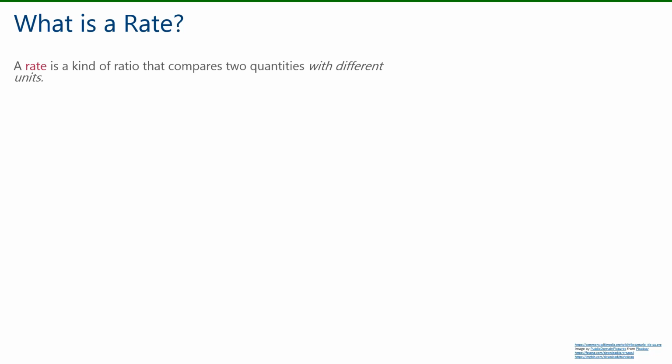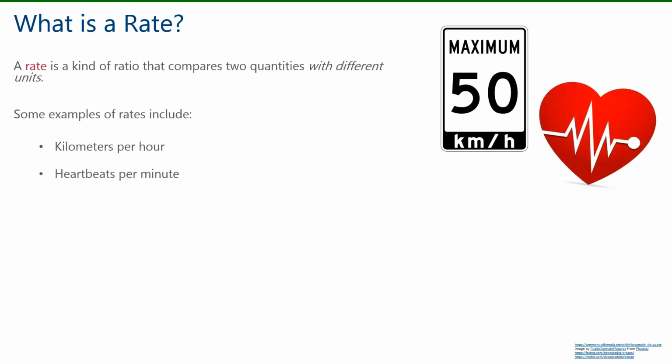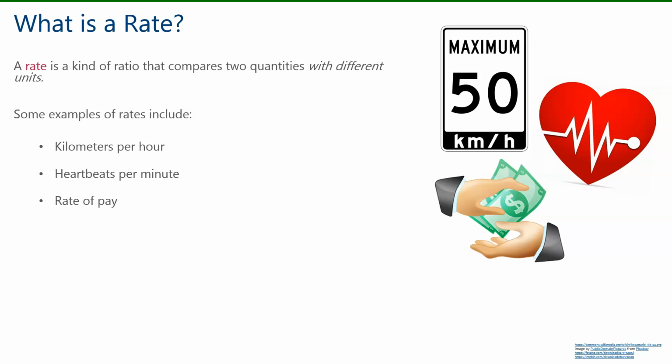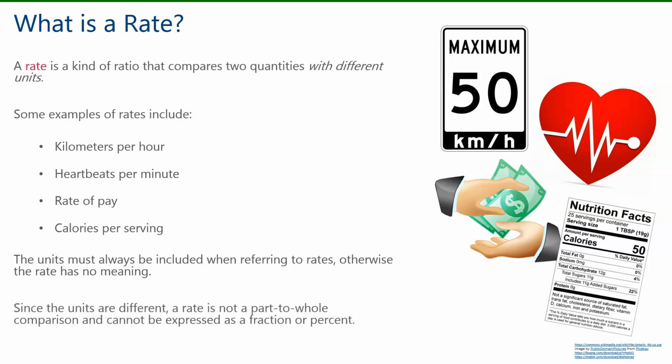Well, what is a rate? A rate is a kind of ratio that compares two quantities with different units. Some examples of rates include speed, for example, kilometers per hour; heart rate, which is measured in heartbeats per minute; rate of pay, the amount of money that's earned per hour; or calories per serving on nutrition labels. The units must always be included when referring to rates, otherwise the rate has no meaning. Since the units are different, a rate is not a part-to-whole comparison and cannot be expressed as a fraction or a percent.